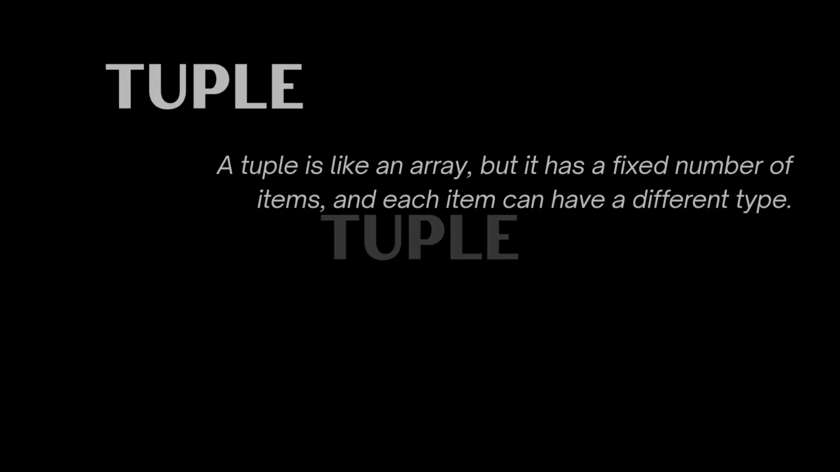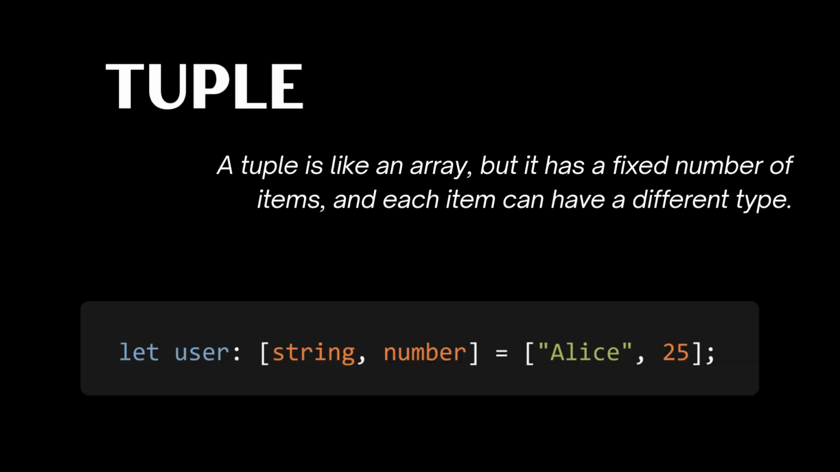Tuple. A tuple is like an array, but it has a fixed number of items, and each item can have a different type. let user: [string, number] = ["Alice", 25]. This means the first value must be a string, and the second must be a number.